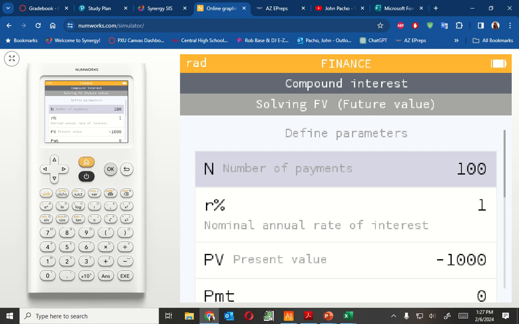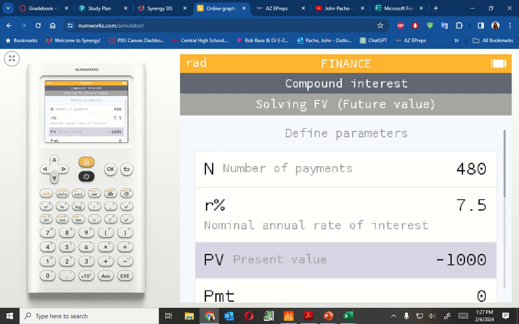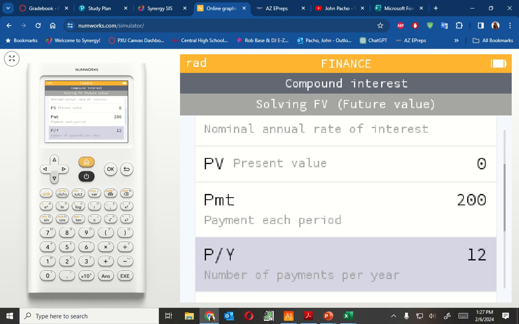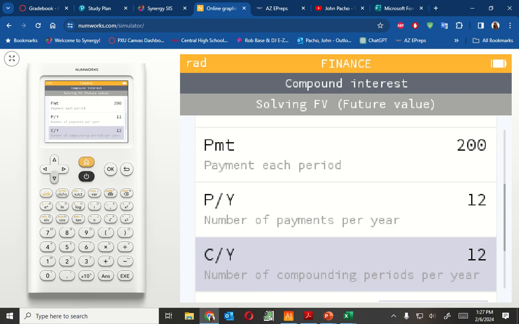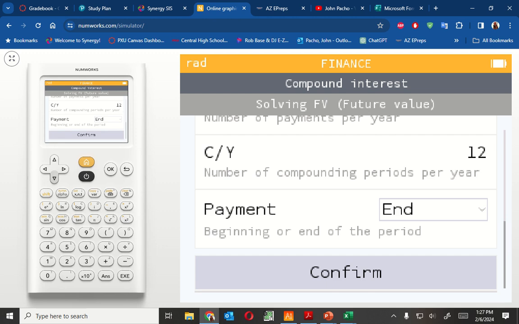So future value, so my N we said was 480. Interest, is it 7.5? Yes. Okay, 7.5. My present value? 0. Thank you. My payment? $200. Payments per year? 12. Very good. Compound per year, monthly, so it's 12. Payment at the end. Hit confirm.